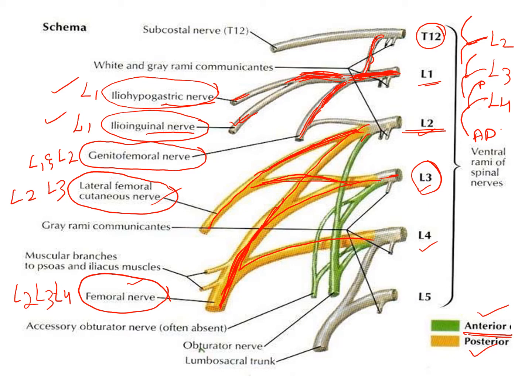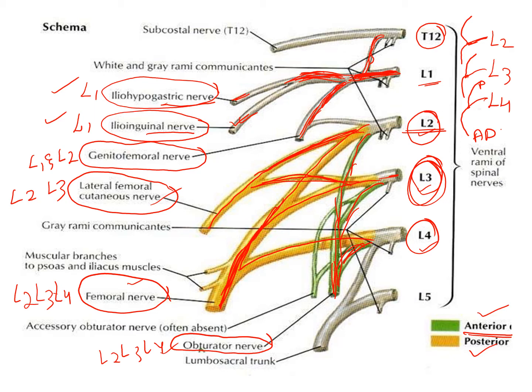Now the anterior division of ventral ramus of L2, anterior division of ventral ramus of L3, and anterior division of ventral ramus of L4 will join to form a nerve that is called the obturator nerve. So this is the obturator nerve which is formed by the anterior division of L2, L3 and L4.